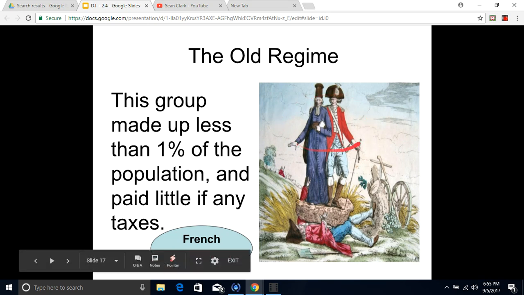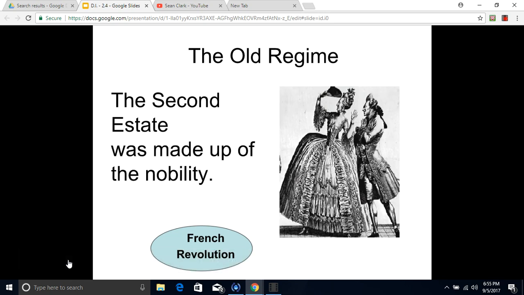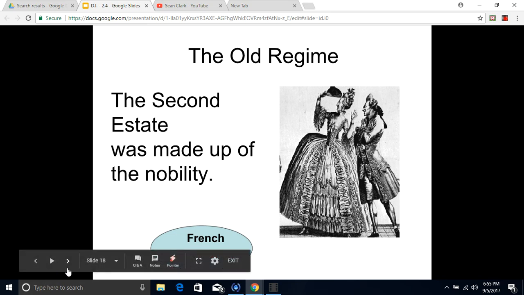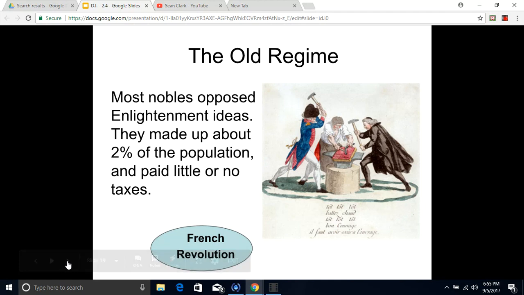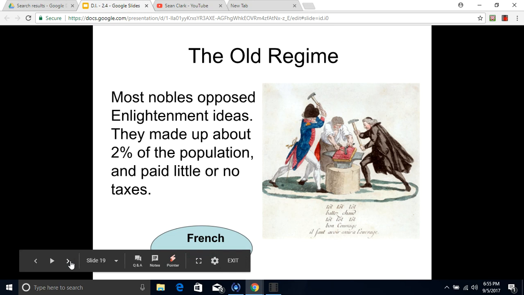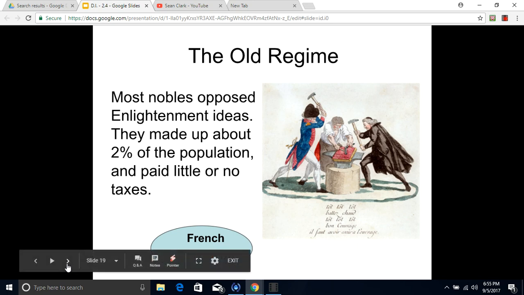And this visual shows the first and second estates on top of the third. Lots of pictures like this. Next slide. The second estate was made up of the nobility. Next slide. Most nobles opposed Enlightenment ideas. In other words, they didn't want any change either. They liked the status quo, the way the system was. They made up about 2% of the population and paid little or no taxes. Taxes are a big part of this.